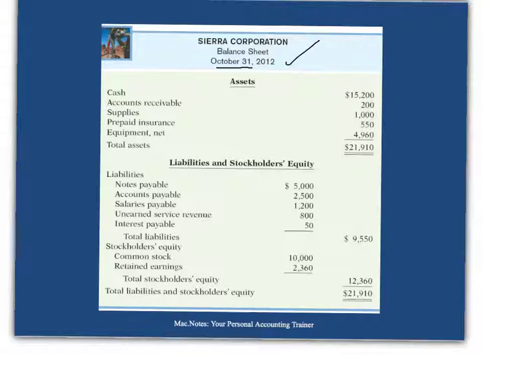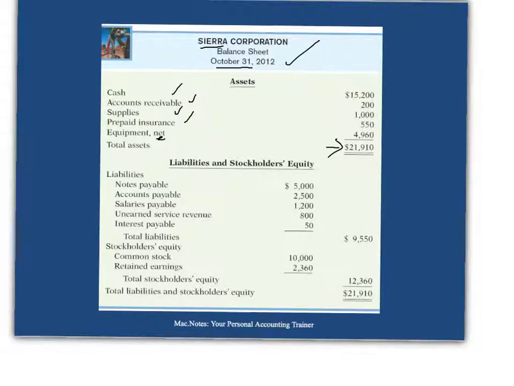And remember the balance sheet equation. Assets equal liabilities plus shareholders' equity. Well, the assets are listed here. Cash, accounts receivable, supplies, that's what we use there. Prepaid insurance, if I pay the insurance in advance, that's an asset called prepaid insurance. And equipment, net of depreciation. And we add them all up here, and we have total assets of $21,910.